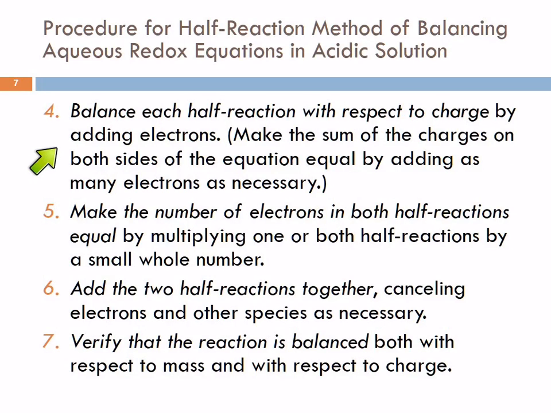Next, you balance each half reaction with respect to charge by adding electrons. The sum of the charges on both sides of the arrow has to be equal, and you make up any difference by adding electrons as needed. Now you've got two balanced half reactions, but the number of electrons transferred from one has to equal the number accepted by the other, so we need the same number of electrons in both half reactions. You may need to multiply one or both of the half reactions by a small whole number. Then you add them together, the electrons will cancel out, and then double check that everything's balanced.